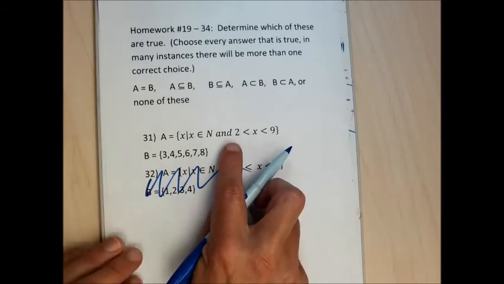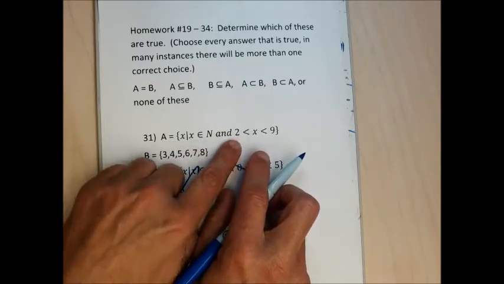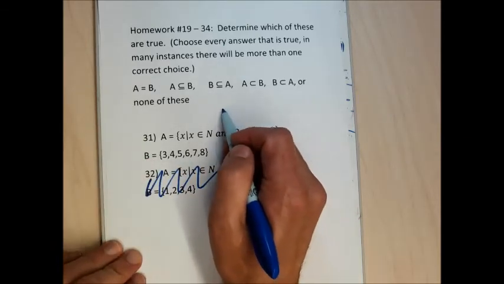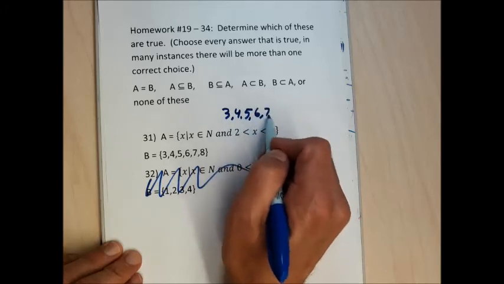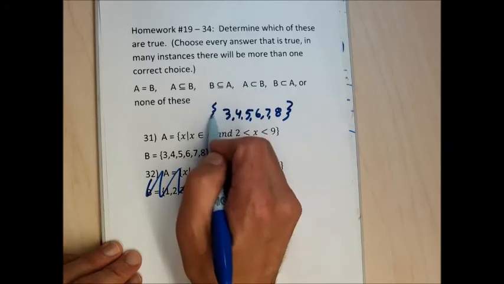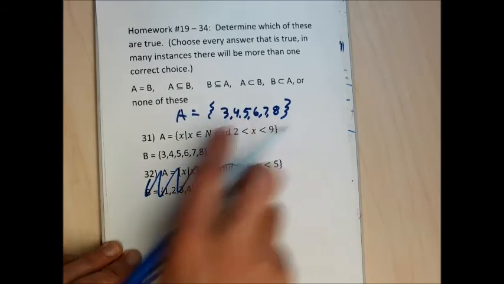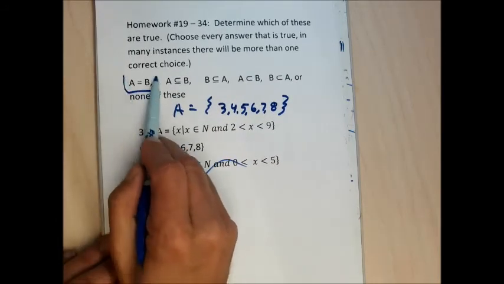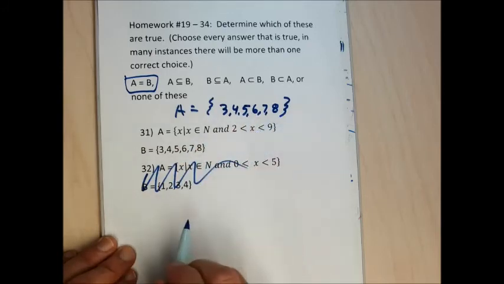So, 31. A is a set of natural numbers in between 2 and 9, not including 2 and 9. A is going to be 3, 4, 5, 6, 7, and 8. So it's natural numbers between 2 and 9, but not including the 2 and 9, and it's 3 through 8. Real easy to do this one. Absolutely, those two sets are equal. They're identical. So part of my answer is going to be A equal to B.